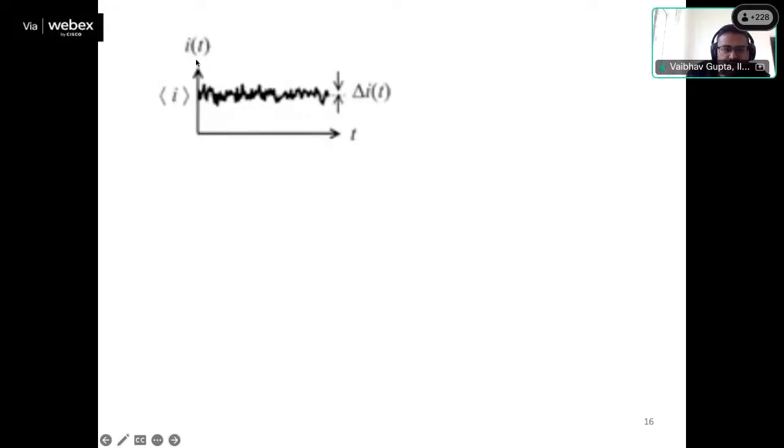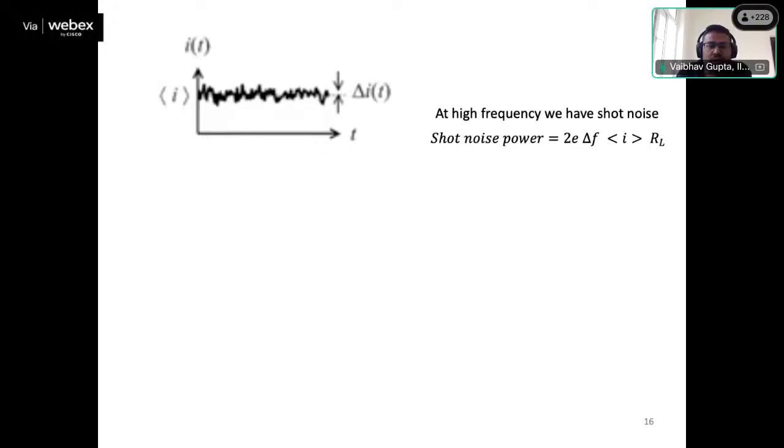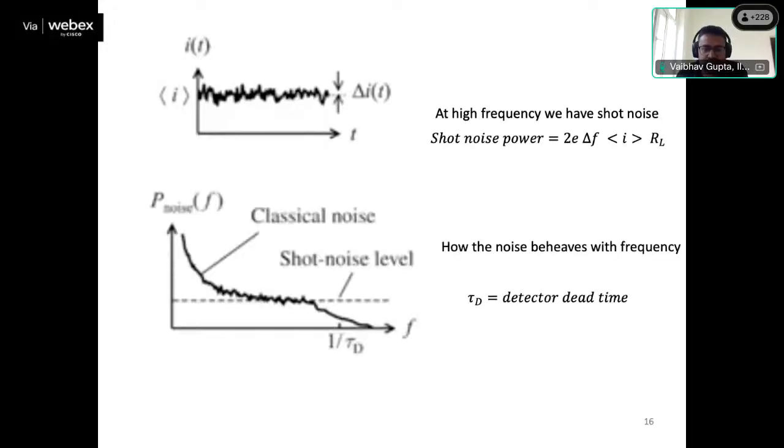So how will the current look? If you look at current versus time, this is how the average current value will look, with some fluctuation. It has some average value, and around that average there will be a delta I, which is the fluctuation. At higher frequencies we usually have shot noise, and the shot noise power is given by this formula, which depends on I, and I depends on the number of photons coming, which is already fluctuating. So your shot noise also fluctuates. This is what you see here, and you can find the average shot noise power.